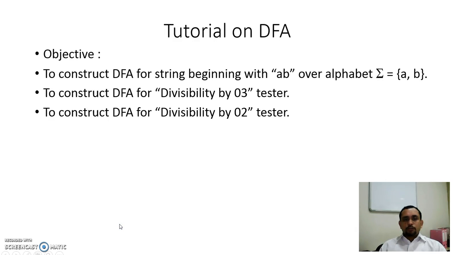The objective of this tutorial is to learn to construct DFA for given description. Here we will use three different cases. First is to construct a DFA for accepting strings beginning with AB over an alphabet A comma B. Another two cases will talk about divisibility test, that is, whether the given decimal number is divisible by 3 or divisible by 2.